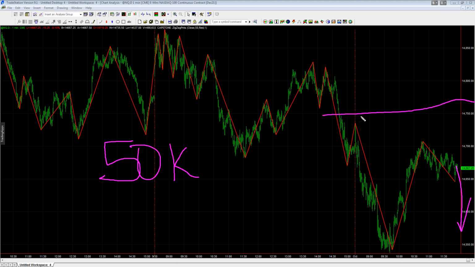4750 on the NASDAQ is that resistance level that I'm looking at. So it'll be interesting to see what the market does on the first trading day of the month in the new quarter. And once again, we're just looking at this right now on the NASDAQ. We'll have more details on this indicator at a later time.